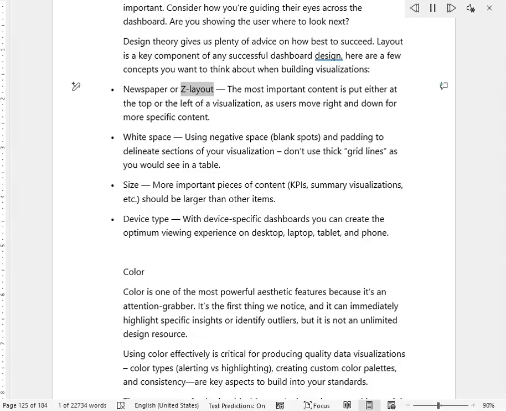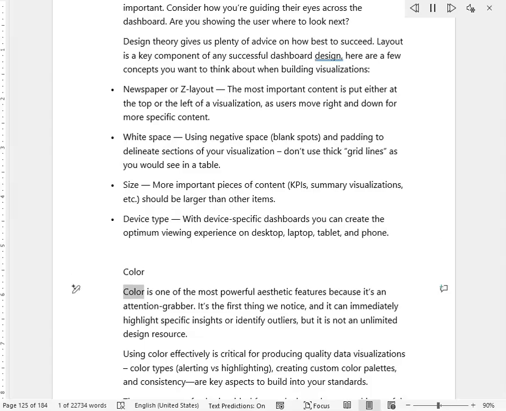Newspaper or Z layout. The most important content is put either at the top or the left of a visualization, as users move right and down for more specific content. White space, using negative space, blank spots, and padding to delineate sections of your visualization. Don't use thick grid lines, as you would see in a table. Size, more important pieces of content, KPIs, summary visualizations, etc., should be larger than other items. Device type. With device-specific dashboards, you can create the optimum viewing experience on desktop, laptop, tablet, and phone.